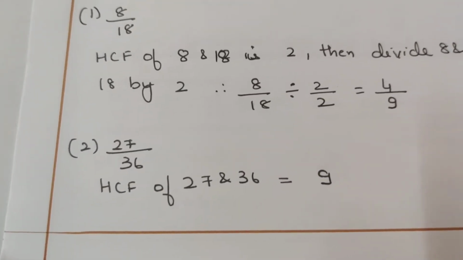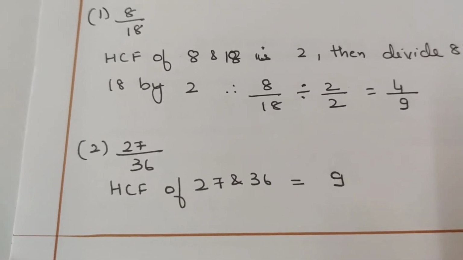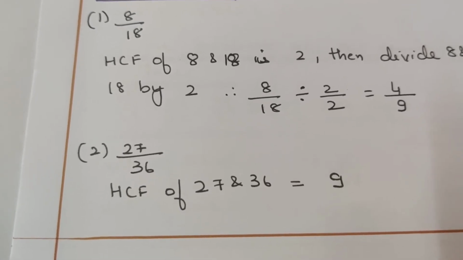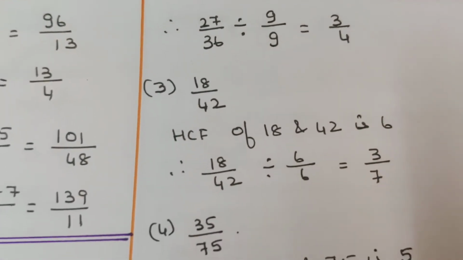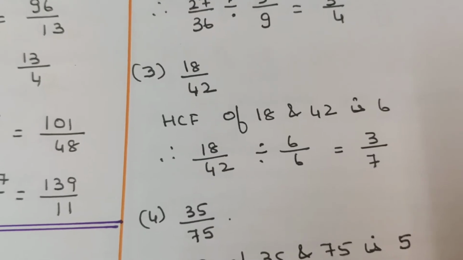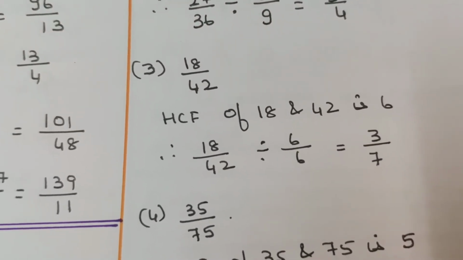27 by 36, the HCF is 9. Therefore, you divide 27 by 9, 36 by 9, and whatever remains in the numerator and the denominator would be the lowest term. So that becomes 3 by 4. 18 by 42. What is the HCF? It is 6. So divide 18 by 6, 42 by 6. The lowest term would be 3 by 7.